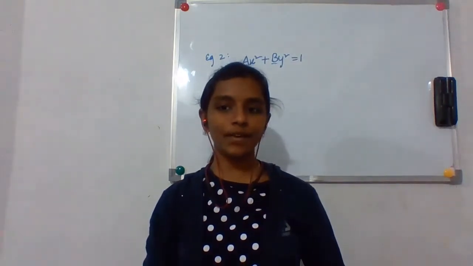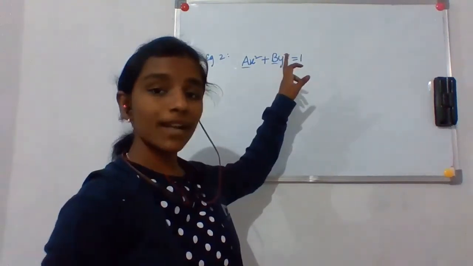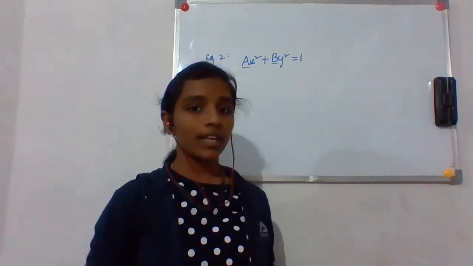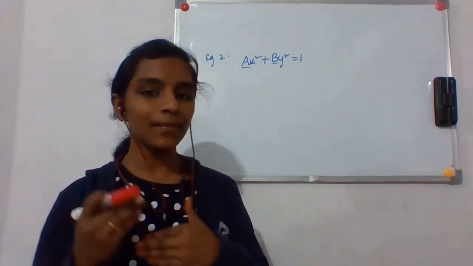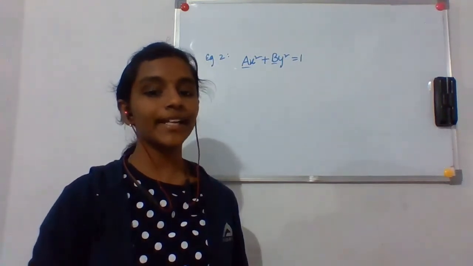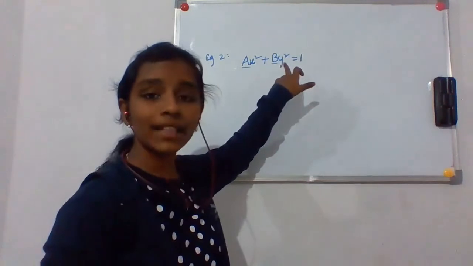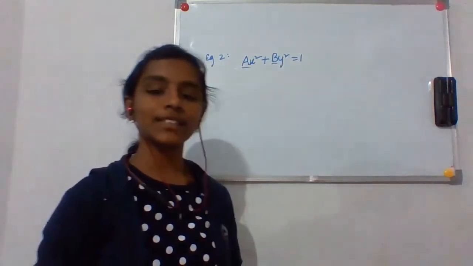Now let us look into example number 2. Understand? So what is it? ax square plus by square equals 1. This is example number 2. So here we have two arbitrary constants, right? Let us go from the first step. What is the first step? Identifying the number of arbitrary constants. So here a and b are the arbitrary constants. So we have two arbitrary constants over here.